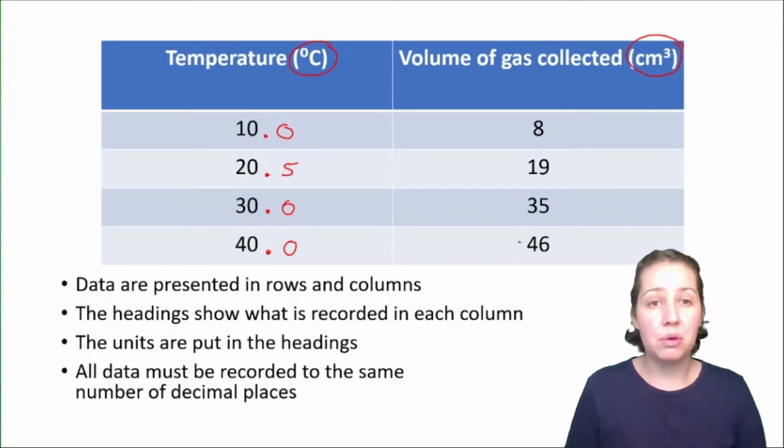That's something really important for you to think about when you're doing a final check through of the tables that you've drawn up. Do they have the units in the headings? Are they all to the same number of decimal places? Is it appropriate in terms of conventions?